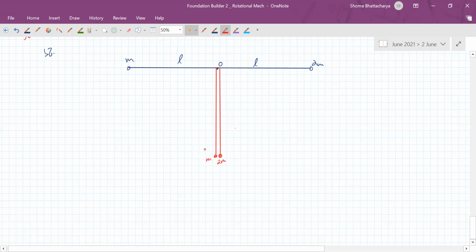This has a velocity in this direction, and this has a velocity in this direction. The magnitude of the velocity is √2gl. So now we have this kind of collision. This is coming towards this, and they both have the same magnitude of velocity.